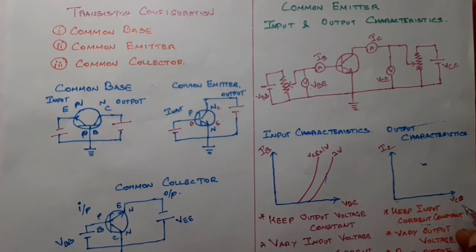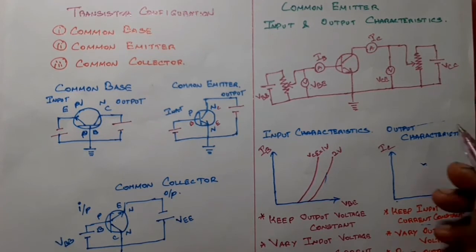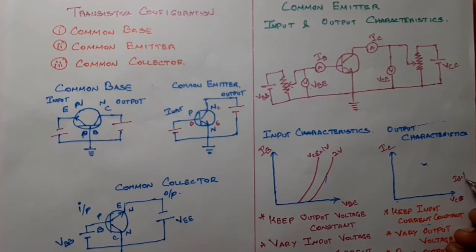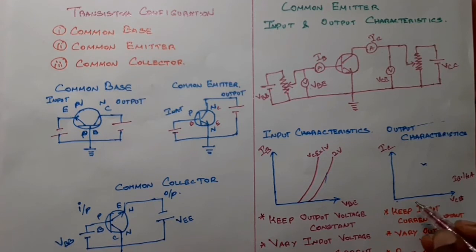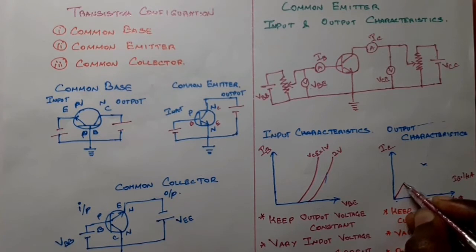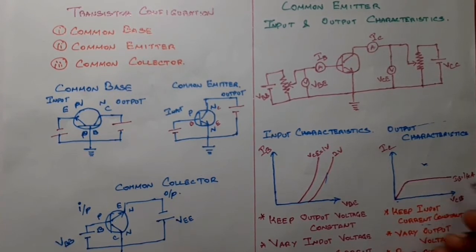What are the output characteristics? For output characteristics we have to do these 3 things: keep the input current constant, vary the output voltage, and plot the output current. That's all. So now I am keeping the input current constant. The input current is IB, and I am keeping IB as 1 microampere. Then I vary the output voltage and check what happens to the output current. The output current slowly increases, and after a particular point it becomes constant.